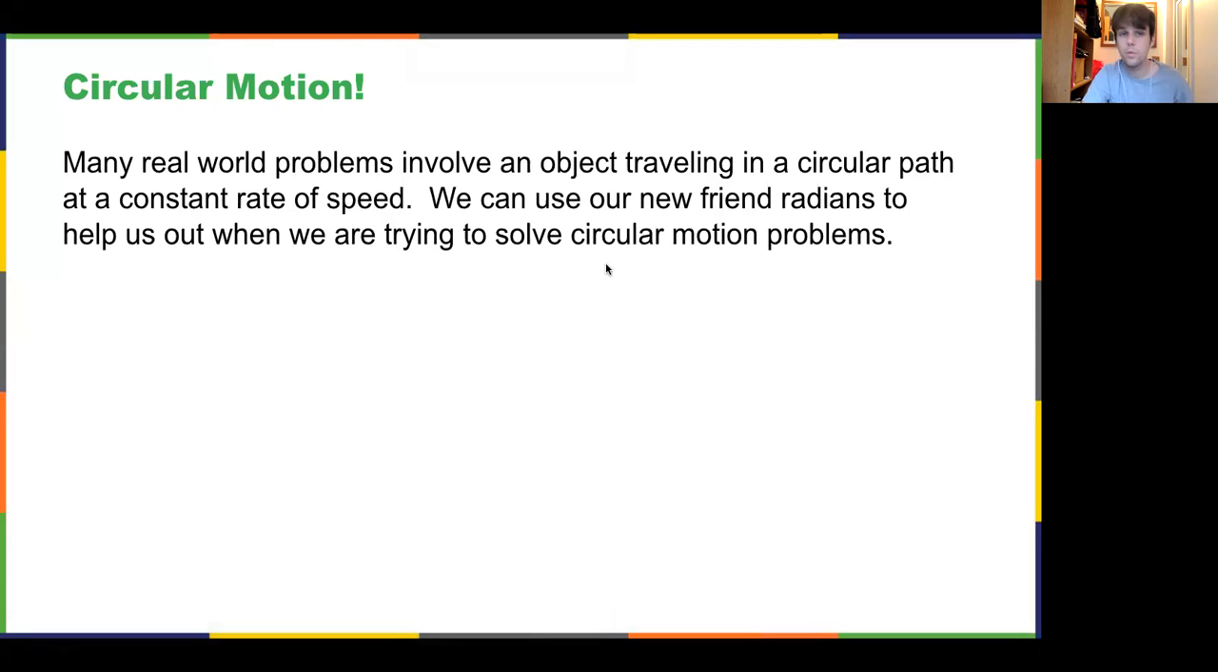All right, so the next topic we're going to be talking about is circular motion. Many real-world problems involve an object traveling in a circular path at a constant rate of speed. We can use our new friend Radian to help us out when we're trying to solve these circular motion problems. So let's take a look at what these might look like.